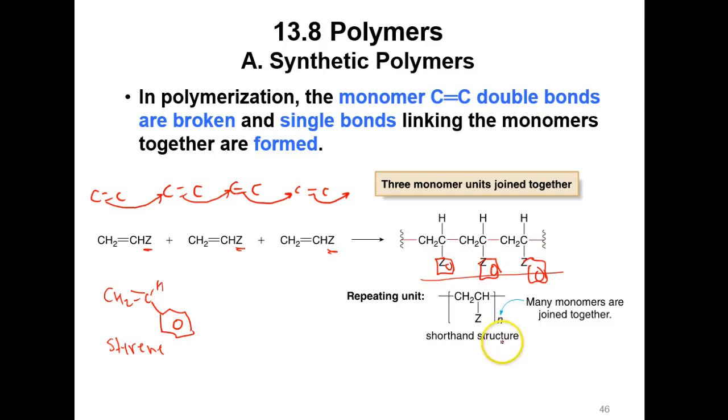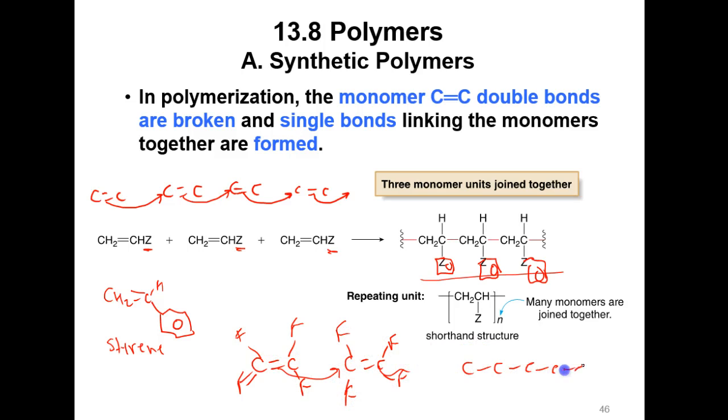If you fluorinate this, if you have fluorines, I don't remember exactly how many, let's just put all fluorines. So if you fluorinate this and you polymerize it with another one that has all fluorines, and you add this, this, and this, you basically have this huge carbon chain with a bunch of fluorines on it. It's a fluorinated compound. Do you know what this is called? Fluorinated polymers are known as Teflon.